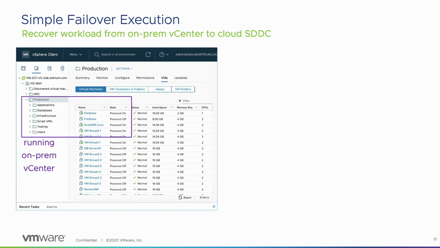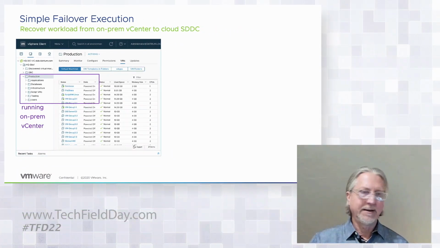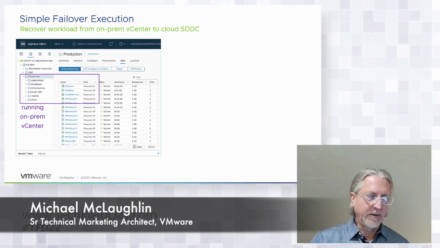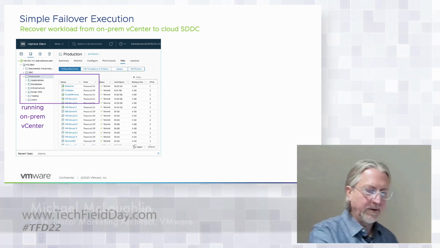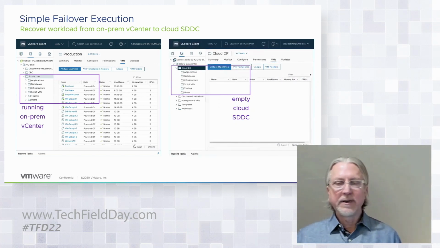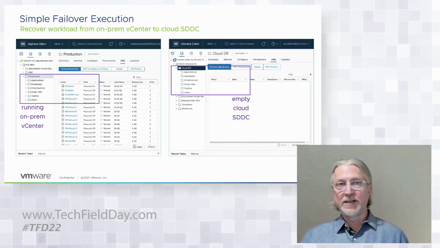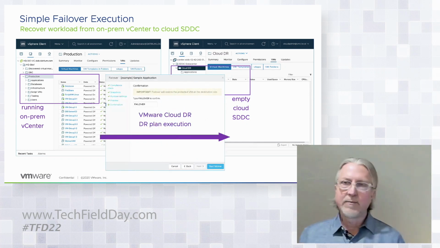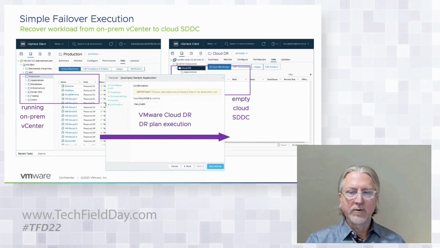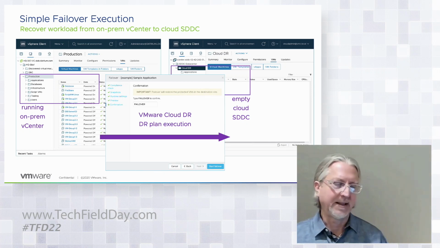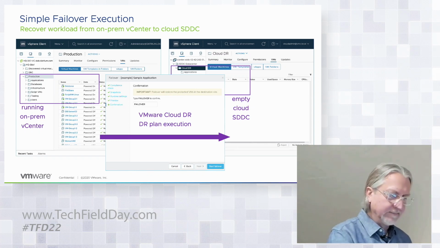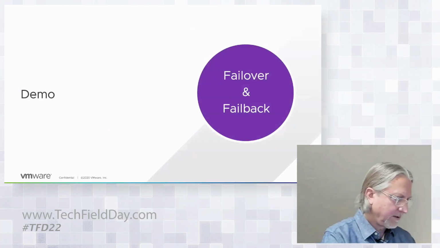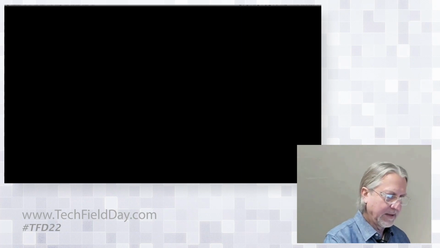Our goal is to provide disaster recovery as a service for on-prem vCenter workloads. On the left side of the screen, I've got an example environment running with an on-prem vCenter. What we're going to do is deploy an SDDC, a vCenter in the cloud, and then use VMware Cloud Disaster Recovery to fail a workload over into the cloud, and then we'll eventually fail it back as well. We don't want to just stay there. We want a two-way street. With that, I want to jump into the demonstration.